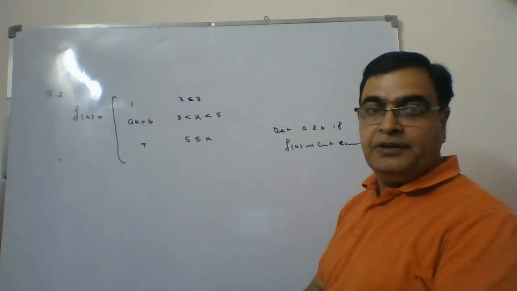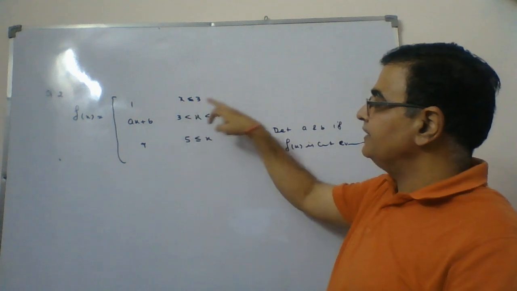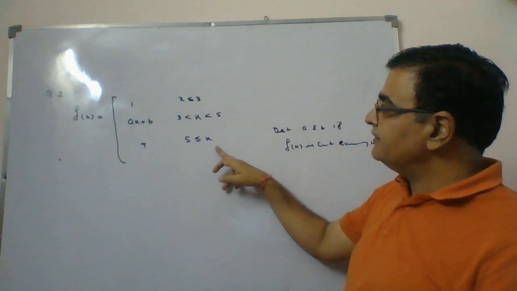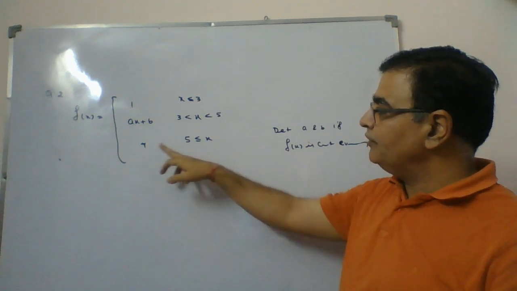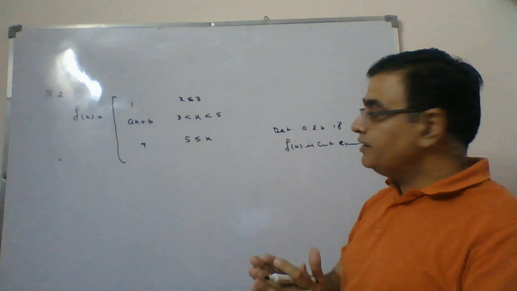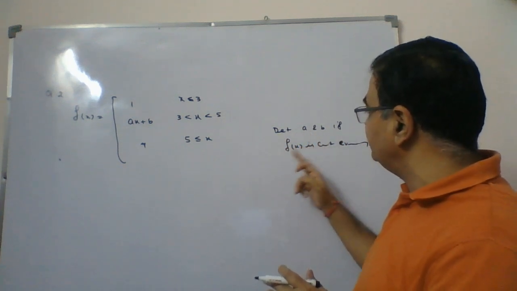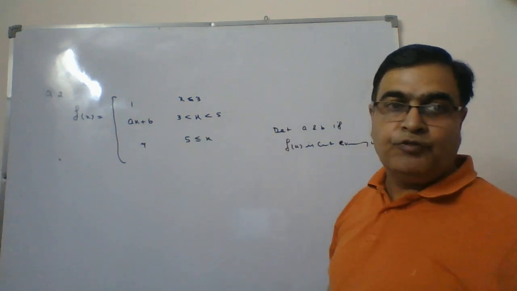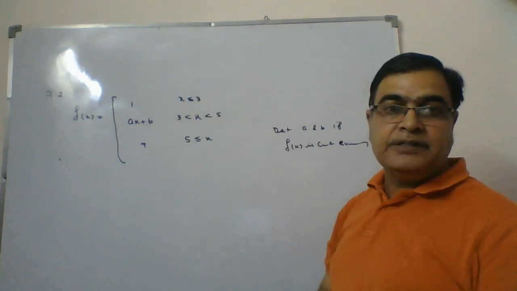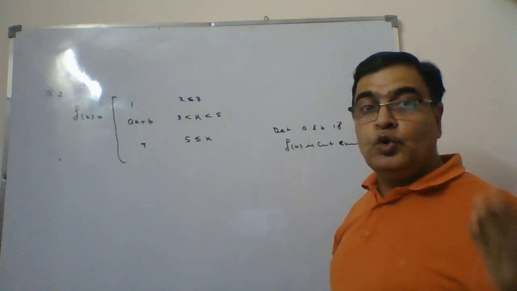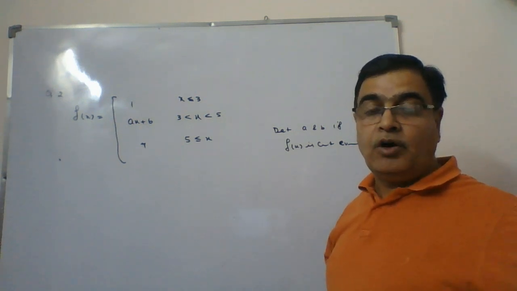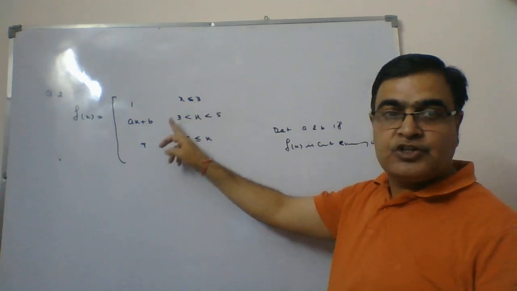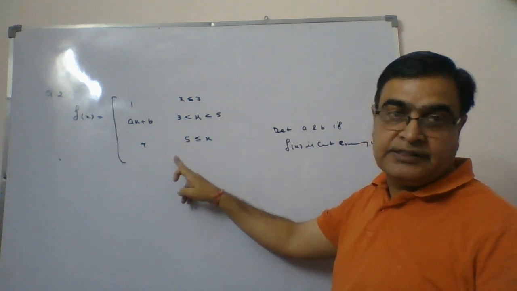This is one function given: f(x) is equal to 1 when x is less than 3. Between 3 and 5, it is ax plus b. When x is greater than or equal to 5, it is 7. The question says determine a and b if it is continuous everywhere. Function is continuous everywhere. You should find out the values of a and b. Now in this case, if you want a and b, you should know certain points where the limit or continuity is to be checked. In this case, 3 is the point where the definition has changed, and at 5 its definition has changed.